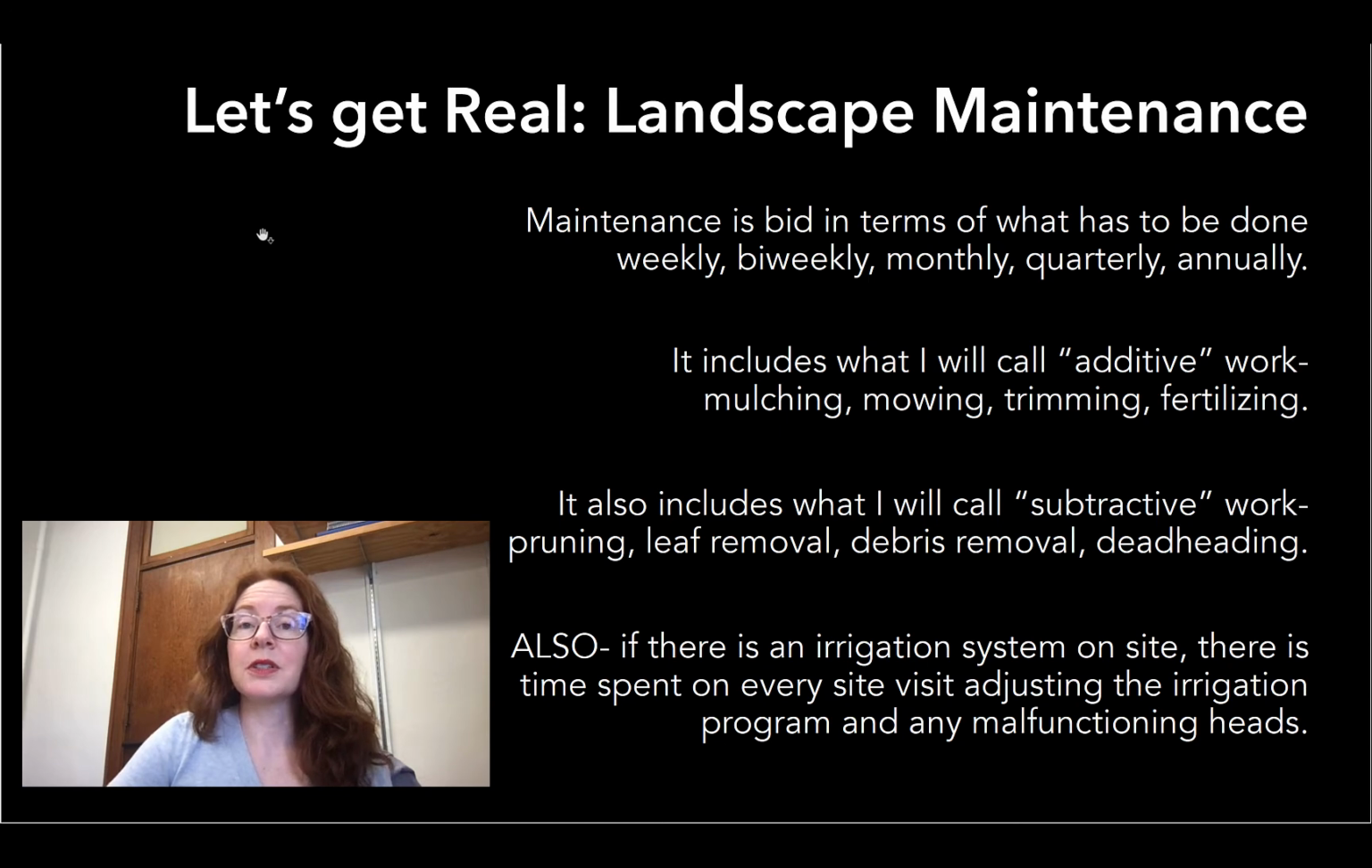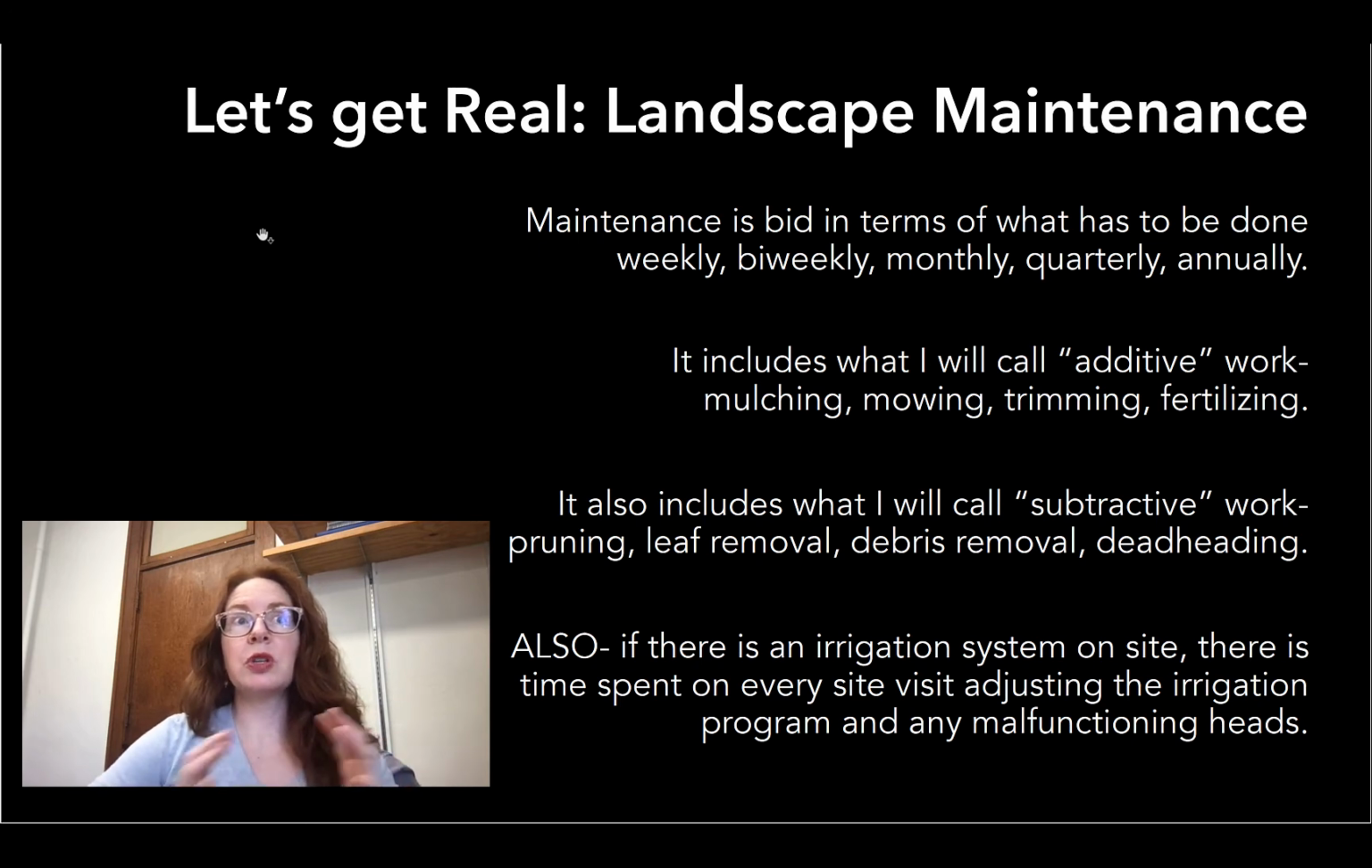In the real world, maintenance activities are thought about in terms of a contract, and contracts are thought about in terms of what activities have to be done at what frequency, whether that's weekly, bi-weekly, monthly, during the growing season, quarterly, annually. That is how maintenance companies think about doing maintenance in the landscape.